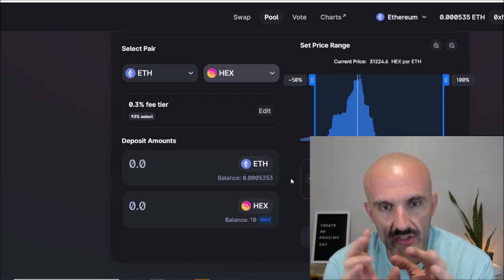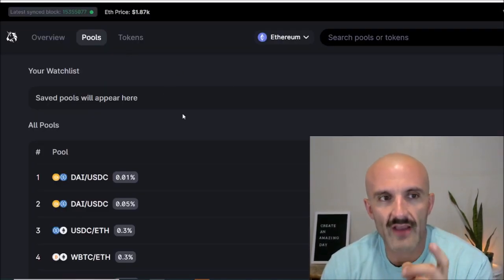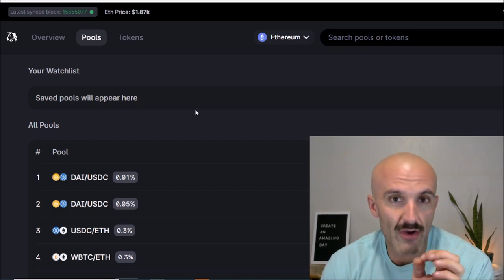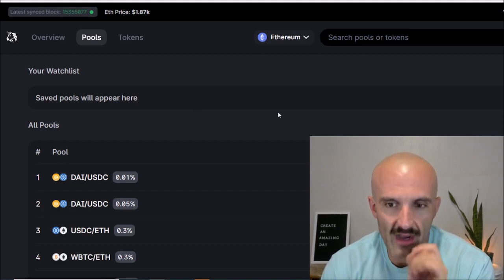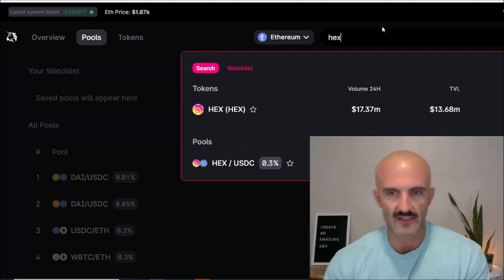Or say the 1%, because you're like, I want to earn more fees. Well, here's the thing. You don't necessarily know that is going to earn more fees. And one resource you can go to find out that information is this. This is info.uniswap.org. And you can search, let's search for Hex here.